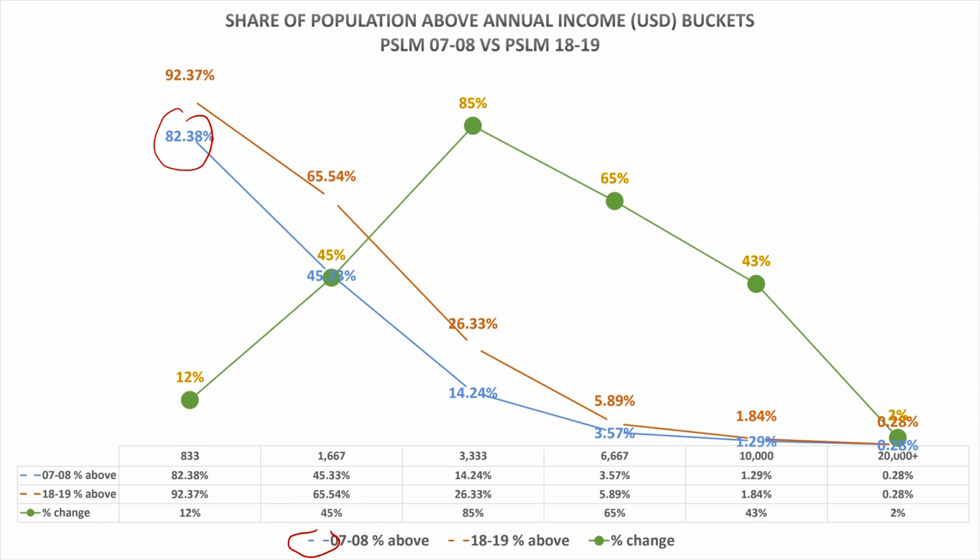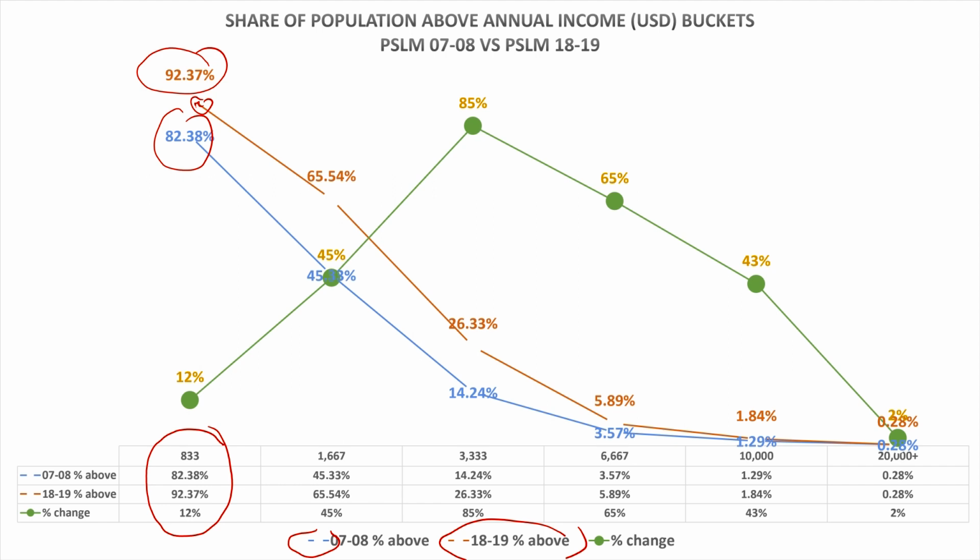So for example, 82.38% was essentially in the $833 bucket, right? In 07-08, 82.38% of the population earned more than $800. In 18-19, which is the orange line, this line, 92% of the population earned more than $833, right?